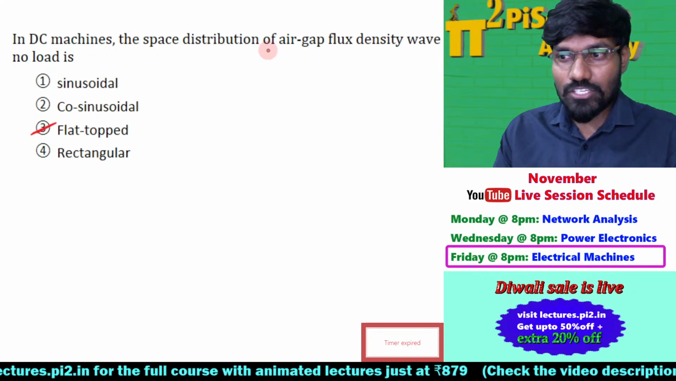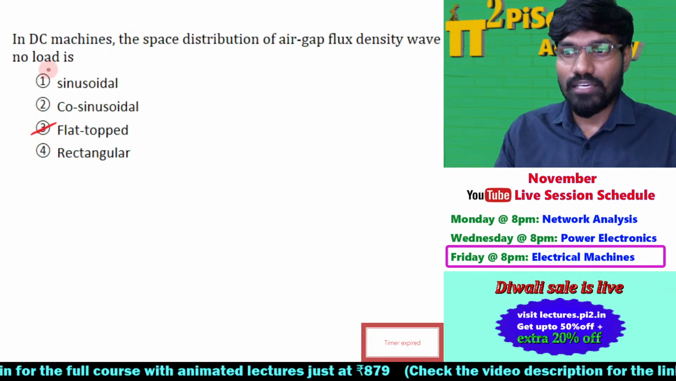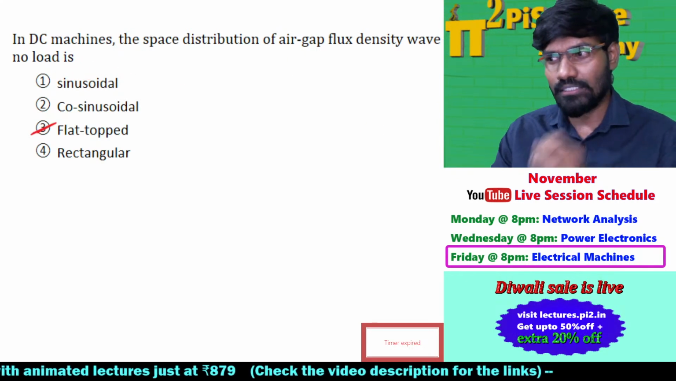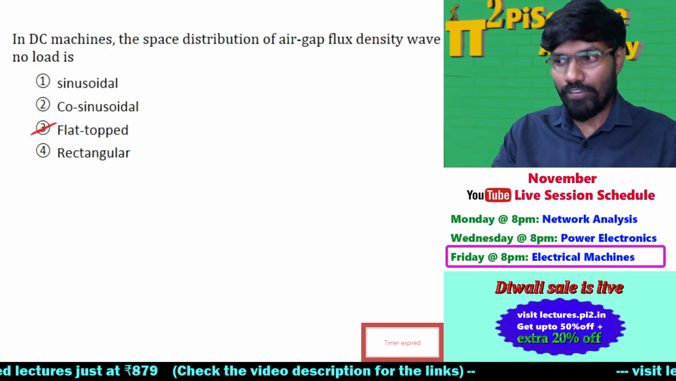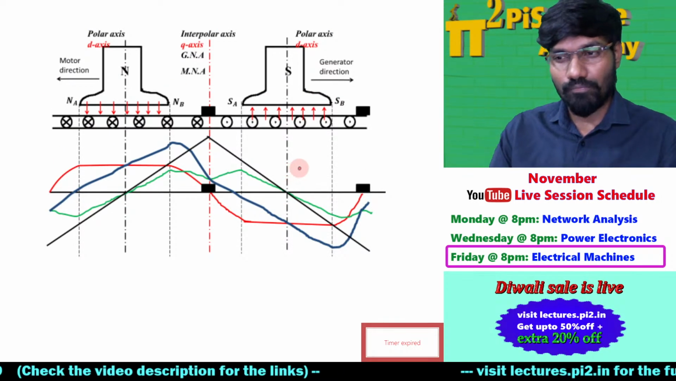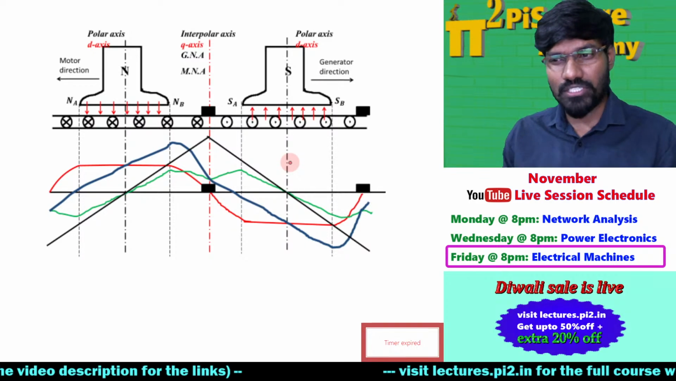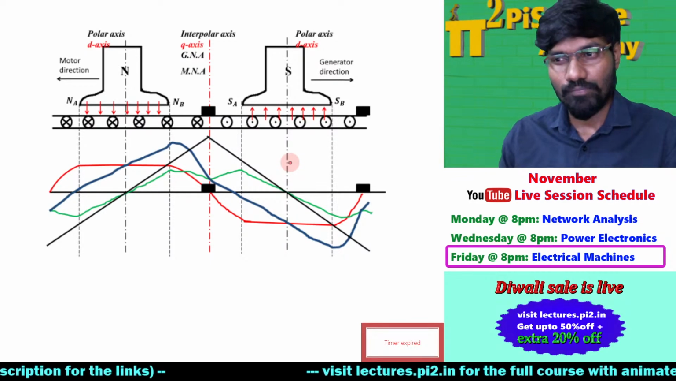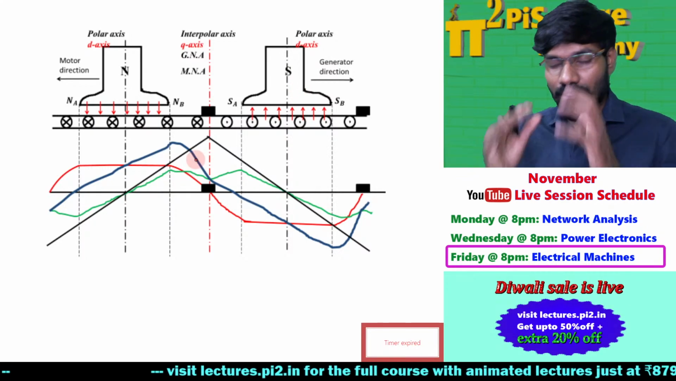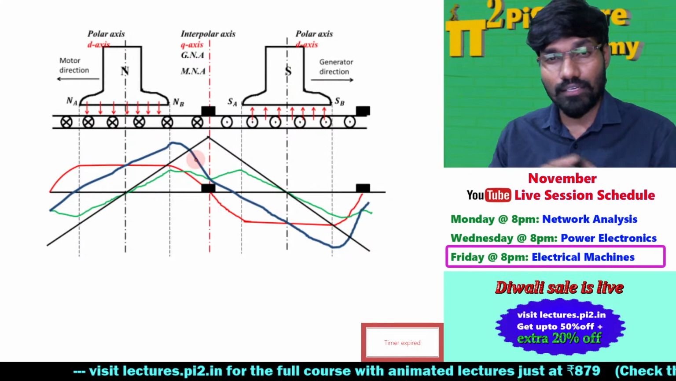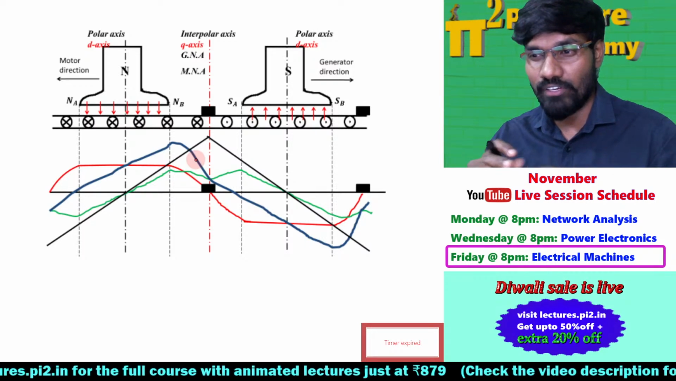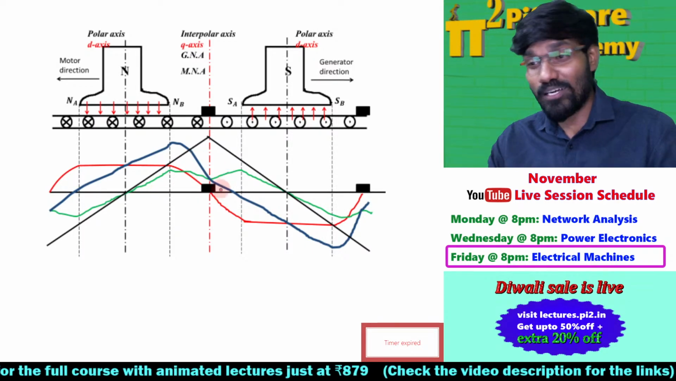The space distribution of air gap flux density wave at no load. See, this is the most important thing. Let me show you a figure. This is the most important figure. For DC machines, armature reaction, most of the questions you can answer just by using this figure. If you have this figure in your mind, then things will be a lot easier to answer. You have to know what this figure is, what these lines are.